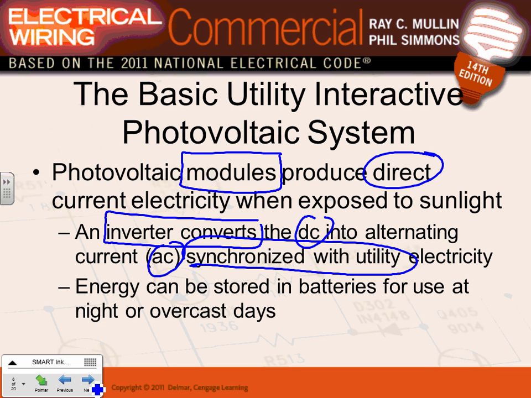You can also store some of this energy. You can take some of this energy stored in batteries at night, so you can dump it across your load when the sun is not there, or on overcast days where there's no sun.